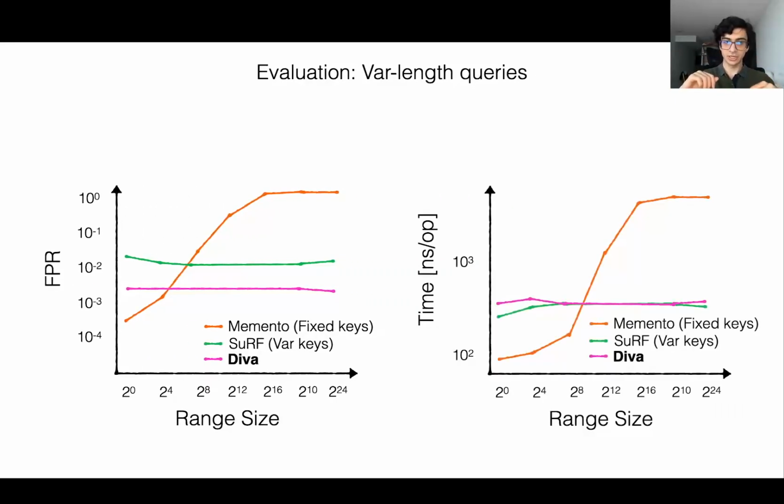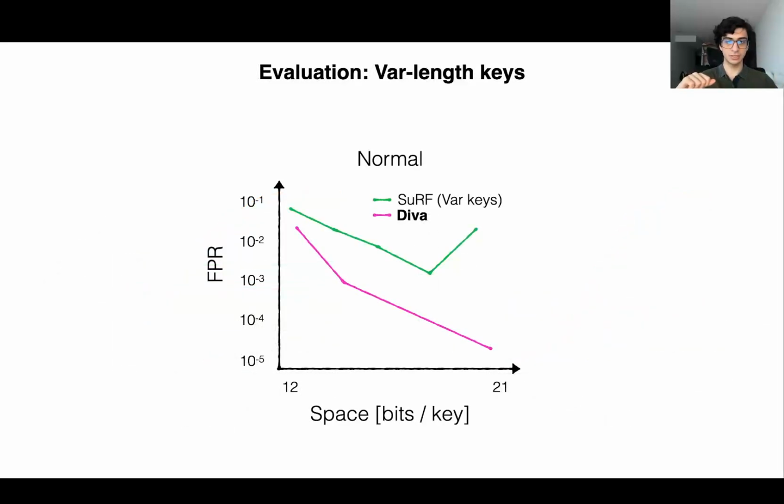In terms of query time as well, Diva attains a stable query time while being on par with the state of the art. In terms of variable length keys, I'm comparing Diva to Surf, which is the only other range filter that supports variable length keys. Here I'm varying the space budget on the x-axis, and I'm showing you the false positive rate attained by the filters on the y-axis on a normally distributed dataset. As shown, Diva attains a false positive rate that is better than Surf by multiple orders of magnitude.